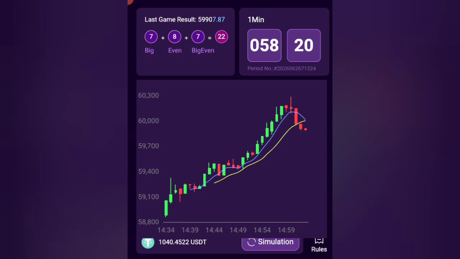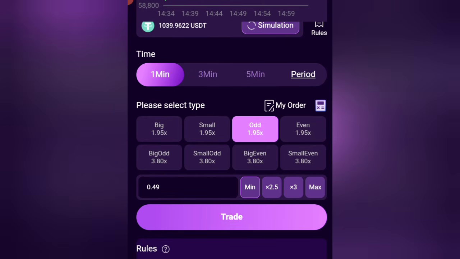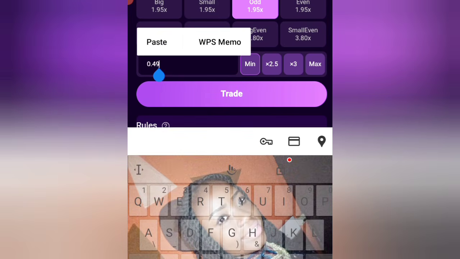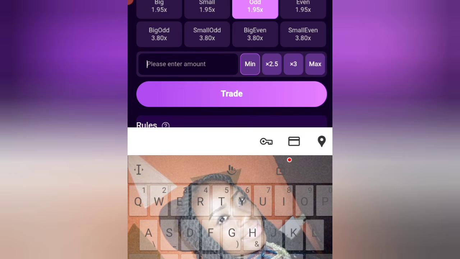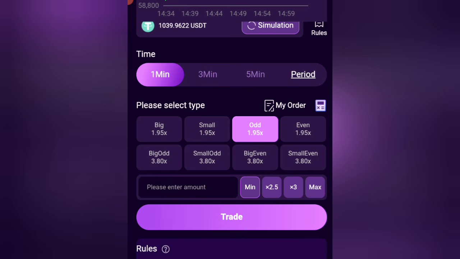So you can see the countdown from here. You enter the amount based on the calculator, then you click on trade. You click on either big, small, odd, or even. Mostly it is between these four up here. So you select the one they are telling you to select, then enter the amount based on the calculator, then click on trade.